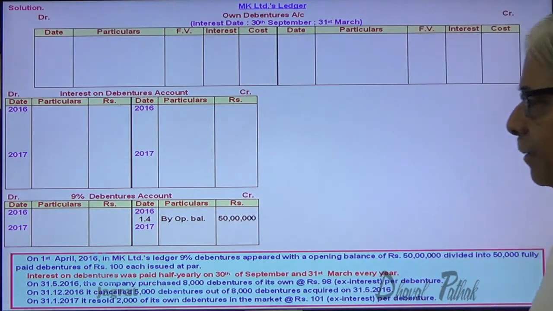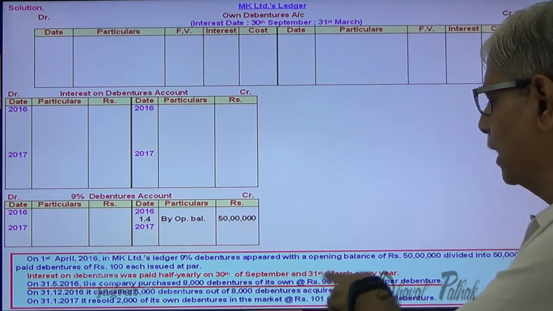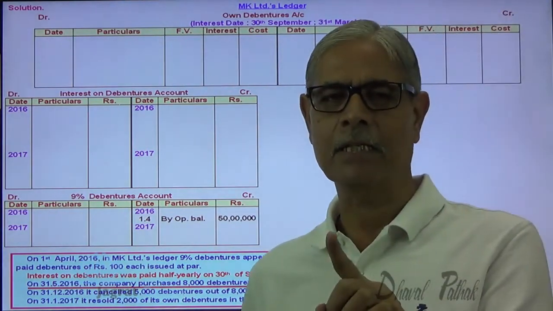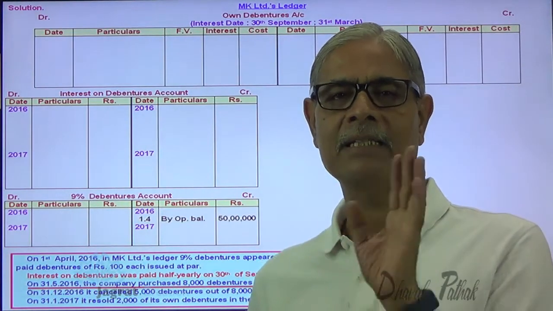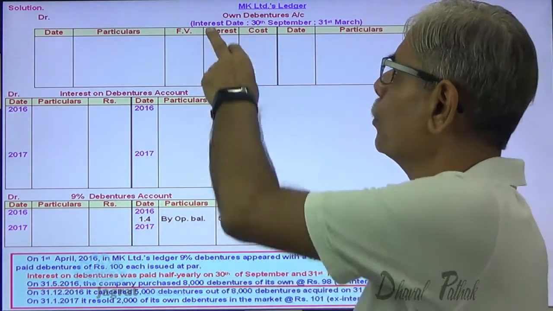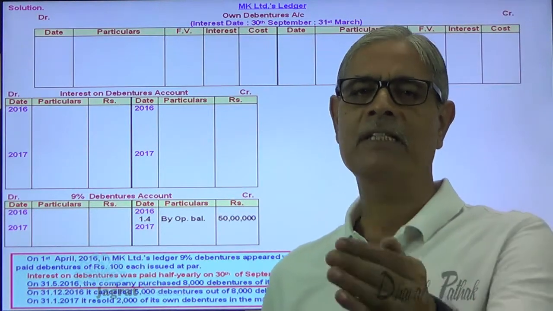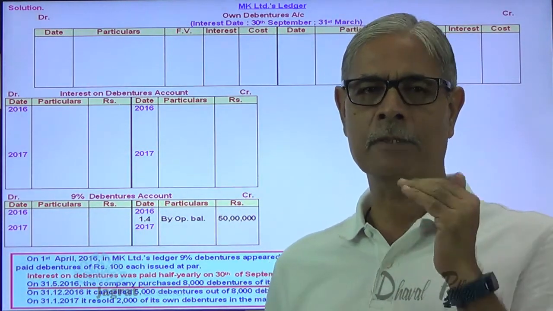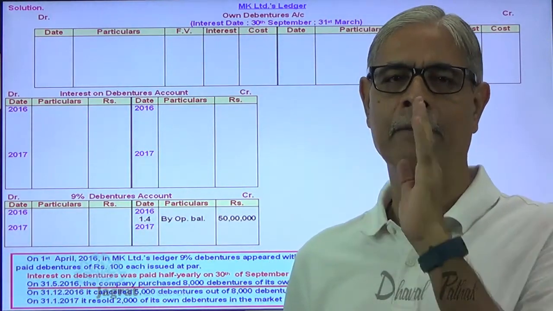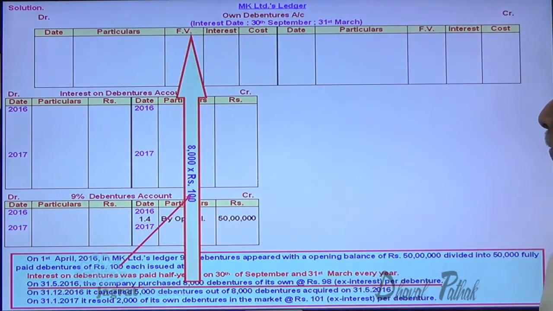On 31st of May, company purchased 8,000 debentures. Each debenture is of 100 each. So 8 lakhs is the face value of debenture purchased. So debentures are purchased. They are identified as own debenture. It is just like purchase of investment. When the investments or own debentures are purchased, own debenture account debit. And the face value column will be debited with 8 lakhs.